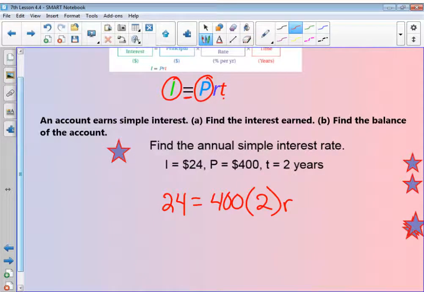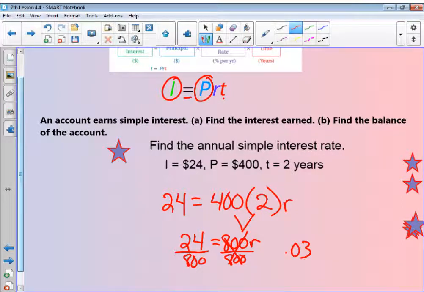Okay, so now when I go through to solve this, I want to get R by itself. So my first step is to combine these two numbers. So when I do that, 400 times 2 gives me 800. I still have R. And then over here I have 24. Okay, so now to get R by itself, right now it's 800 times R. We're going to divide by 800. To get rid of it, divide by 800. So on my calculator, I'm going to punch in 24 divided by 800. When I do that, I get 0.03.